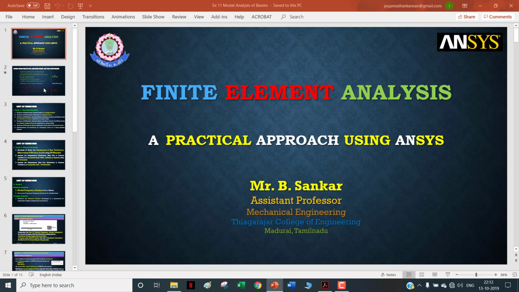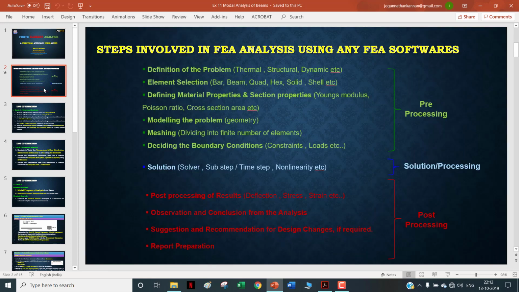So before starting any analysis, I would always start with the steps involved in any FEA analysis using any FEA software. It can be basically categorized into three steps: pre-processing, processing and post-processing. The majority of our work lies in pre-processing, where you have to define the problem, select your element, define the material properties and section properties if required, model the problem, then mesh the problem, and finally decide the boundary conditions. Right? Once this is all done, solution, this is where the computer comes into play, and finally post-processing, you'll be able to review the results, provide suitable suggestions and recommendations, and prepare your report.